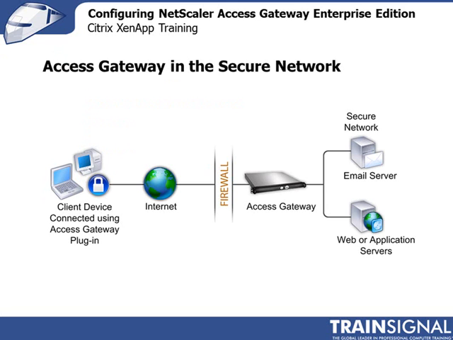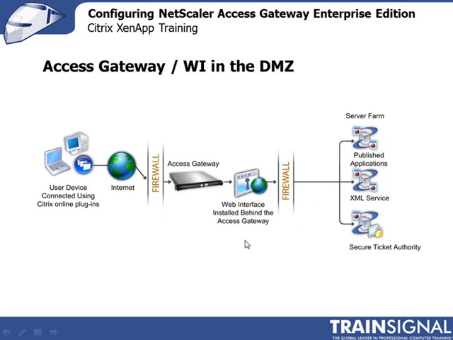From an Access Gateway deployment scenario perspective, there are a lot of different ways you can deploy an Access Gateway. In this scenario, you're deploying the NetScaler, or the Access Gateway, behind the firewall. I personally wouldn't recommend this from a best practices and security perspective, but it's definitely a way. All you have to do is punch the right ports through the firewall and configure the NetScaler. It's basically on the internal network. So this is definitely one way of deploying it.